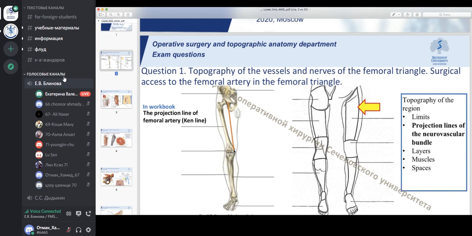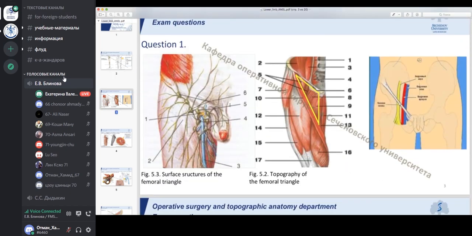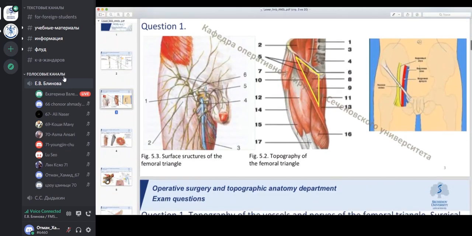During the surgical access to the femoral artery, you should incise the skin, subcutaneous tissue, superficial fascia, and proper fascia. Proper fascia is called fascia lata, and fascia lata is divided into two laminas, superficial lamina and deep lamina. The superficial lamina covers the superficial muscle, the sartorius muscle, and the deep lamina covers the deep muscle, the quadratus femoris muscle.